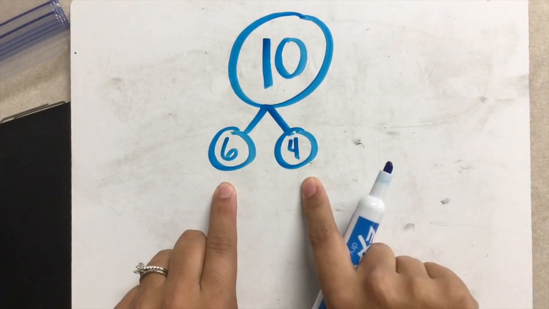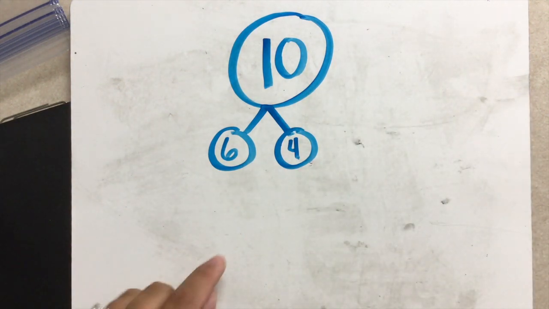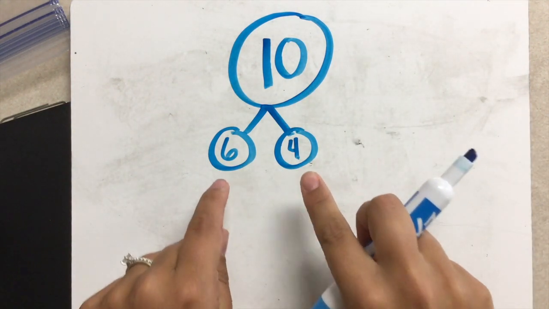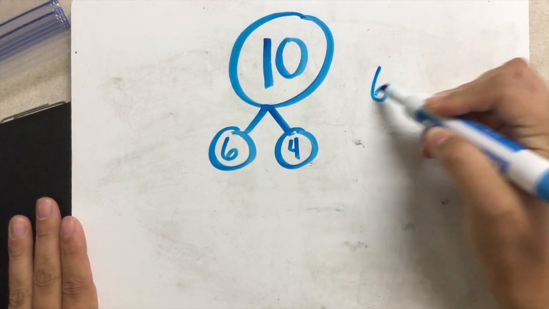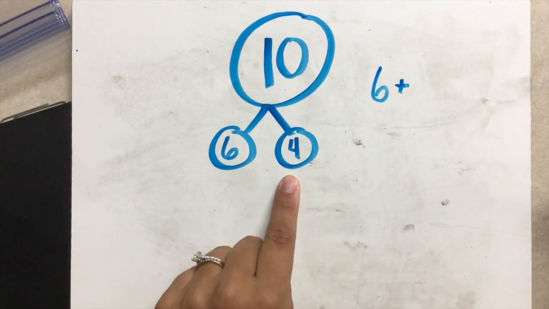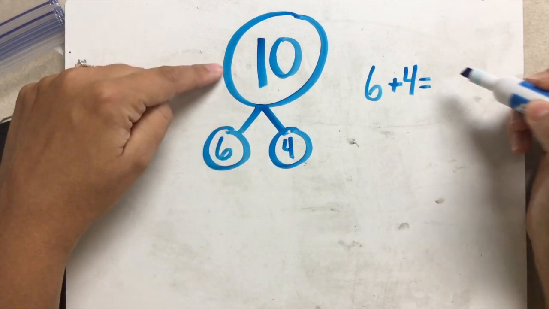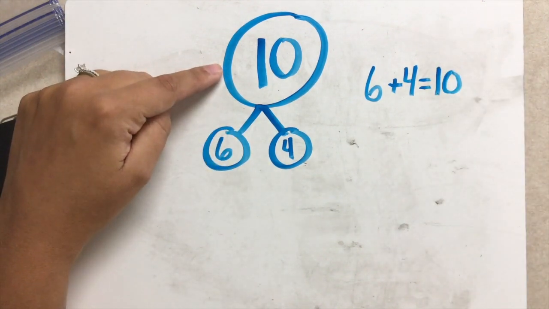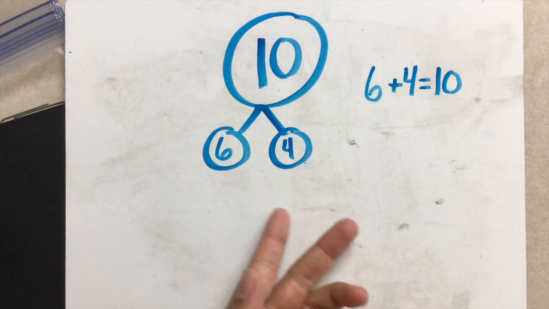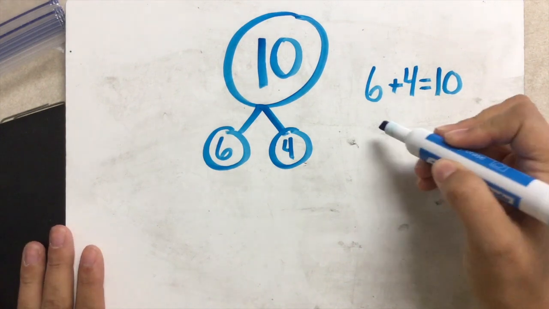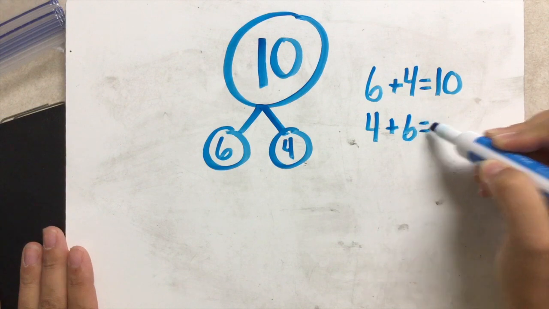So I know if these are my two parts, these are what I'm going to add together to equal my 10. And I can choose whichever number to start with first. So I'm going to pick 6. I'll do 6 plus my other part, 4. That's going to equal 10. There's one equation already. We're already off to a great start. Now we can flip it and start with our other number and do 4 plus 6 equals 10.